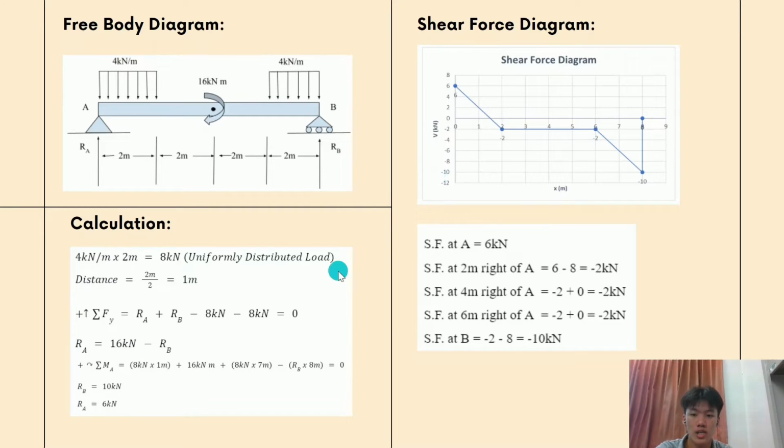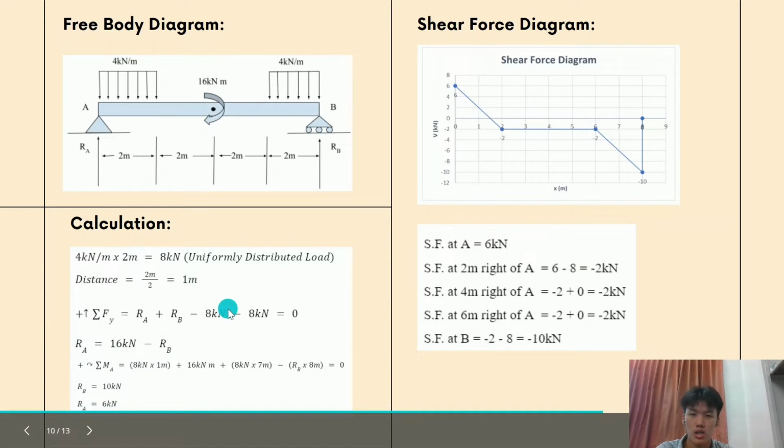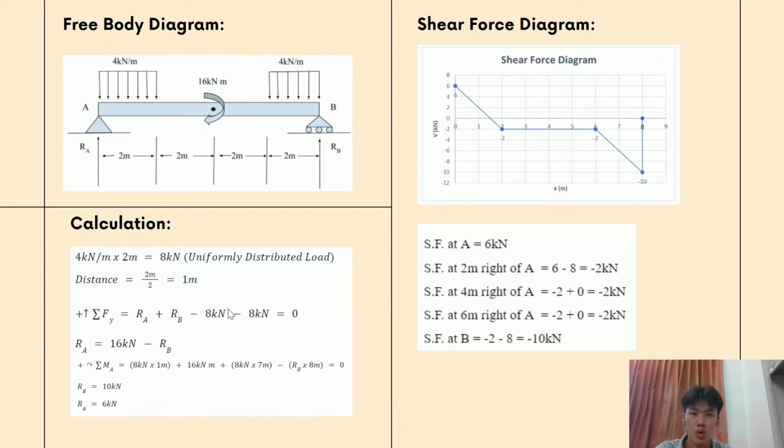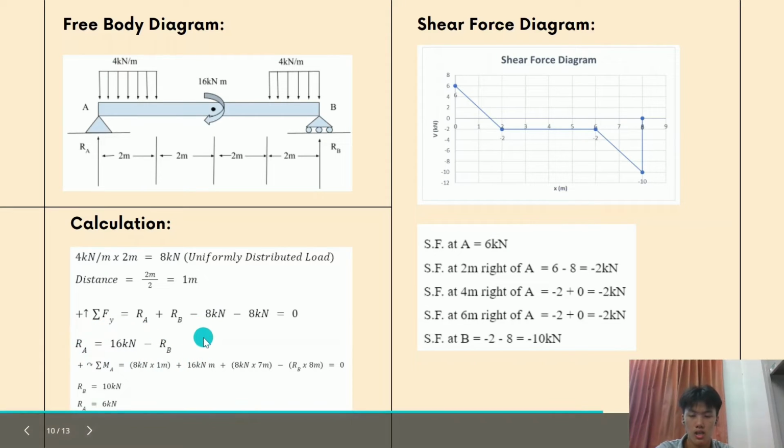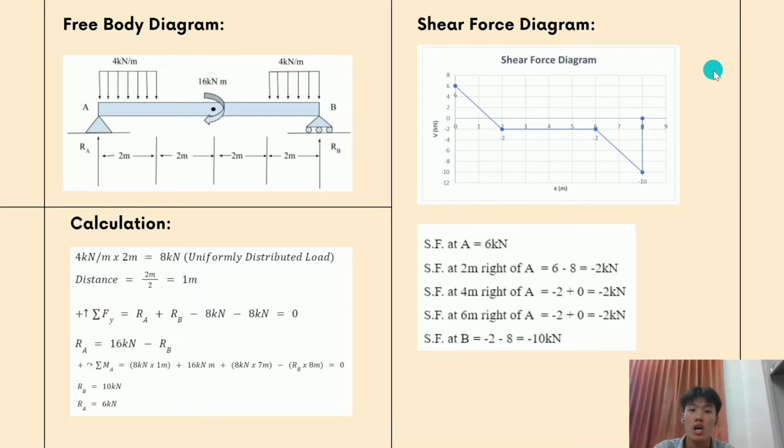After that, we find the unknown forces. We first apply the concept of equilibrium of force on the y-axis, but there still exist two unknown forces. Then we apply the concept of equilibrium of bending moment at point A. So the value of RB can be found, and we substitute the value of RB into this equation, and the value of RA also can be found. Now we have all the values of forces, and now we can plot the shear force diagram.